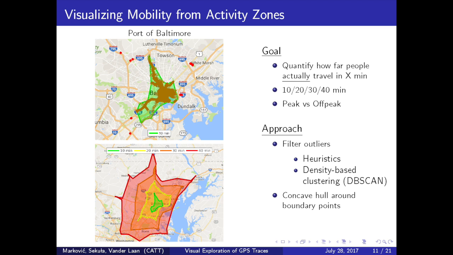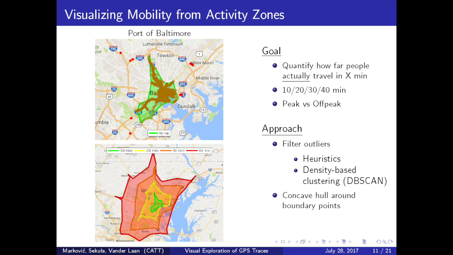Once we've identified important trip generators, there are some questions we can ask. One of them that we may be interested in is how far people travel within a certain amount of time, which are typically represented visually by isochrones or equal time contours.